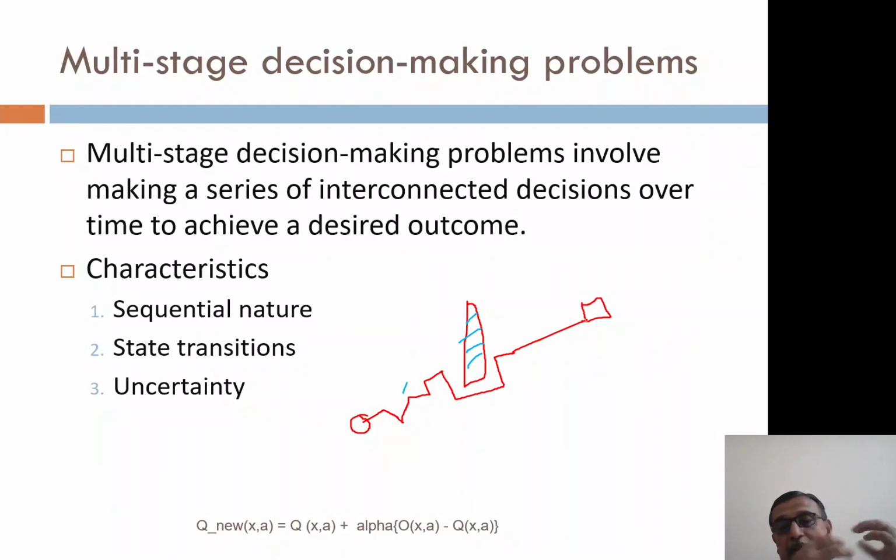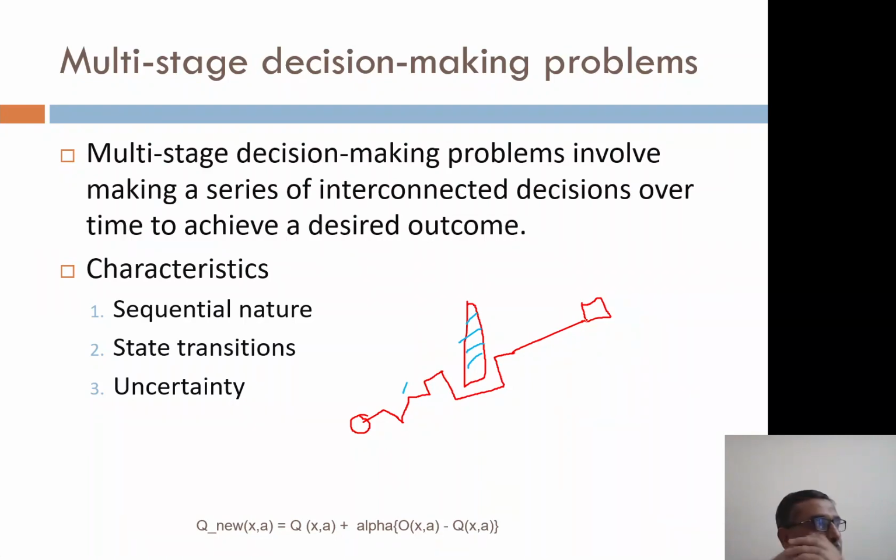There may be some randomness in the obstacles appearing. So this is one example of a multi-stage decision making problem. Here the characteristics of a multi-stage decision making problem is that it involves a sequence of decisions. It is sequential in nature. The actions we call decisions are called actions in the RL paradigm. These actions are interconnected and sequential in nature. One action comes after the other.